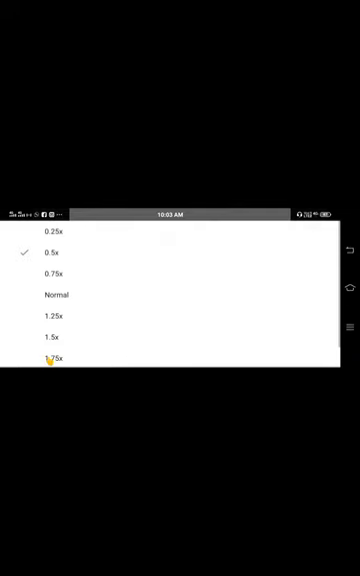Now we'll study the classification of the bridges. Based on what we have studied in the previous slide, that is based on the materials used, based on the alignment, based on the location of the bridge floor, based on the function or purpose, and type of superstructure, there are different classifications here.